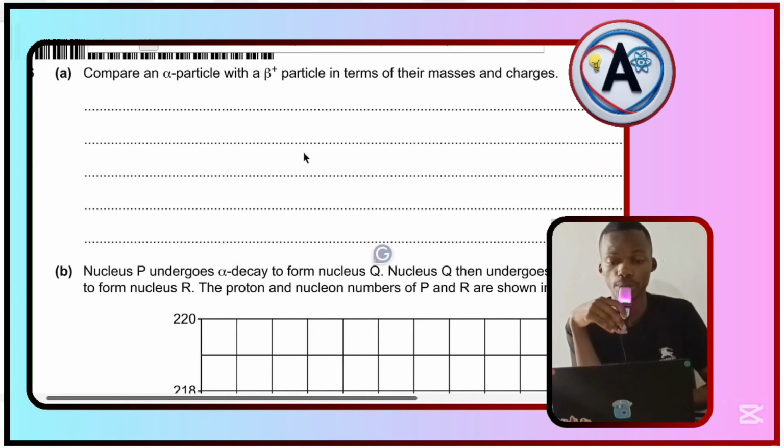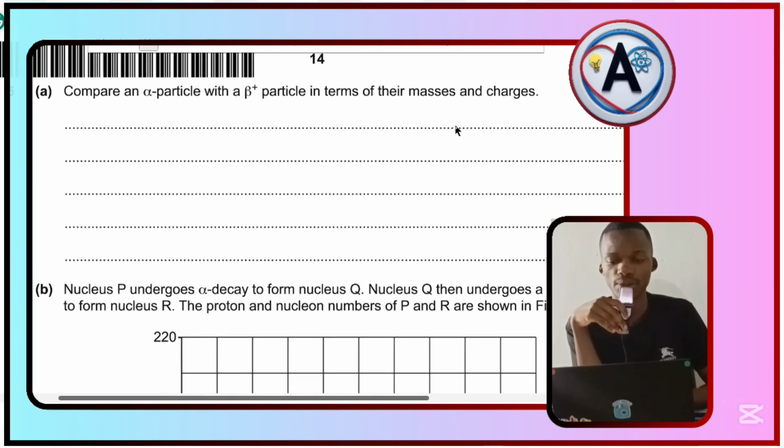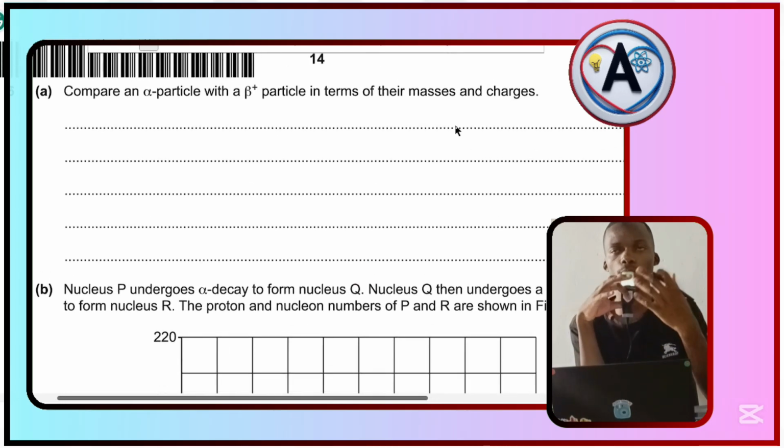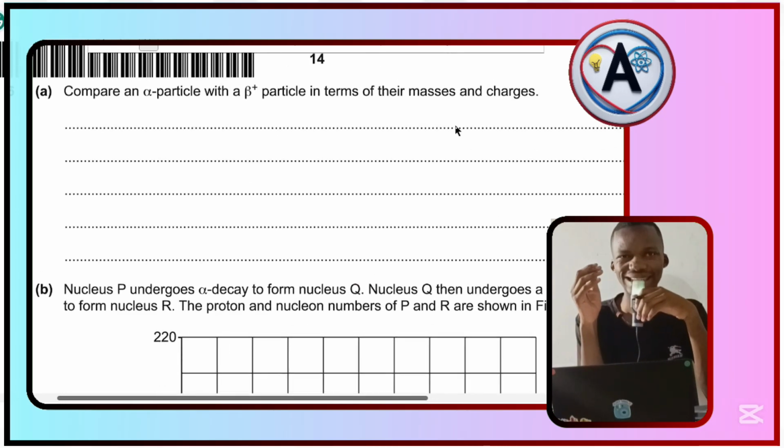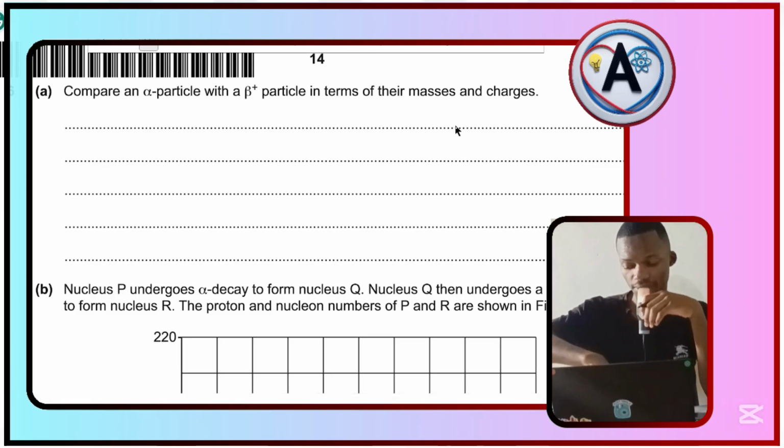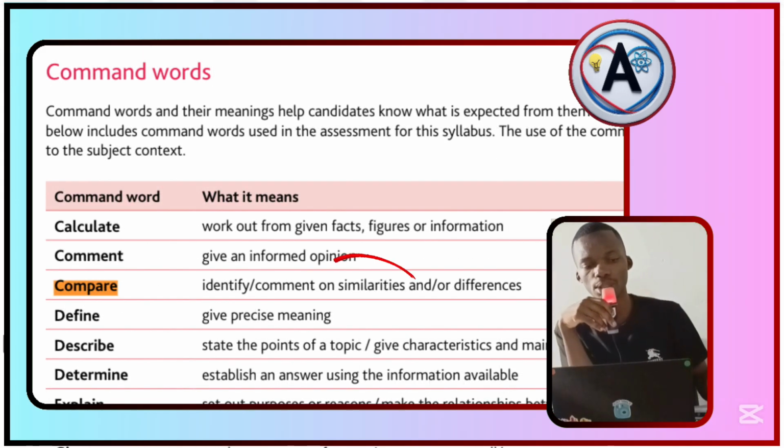Compare an alpha particle with a beta plus particle in terms of their masses and charges. So compare and contrast, right? So compare doesn't really mean just give the differences. You can also give what's similar between these two things.